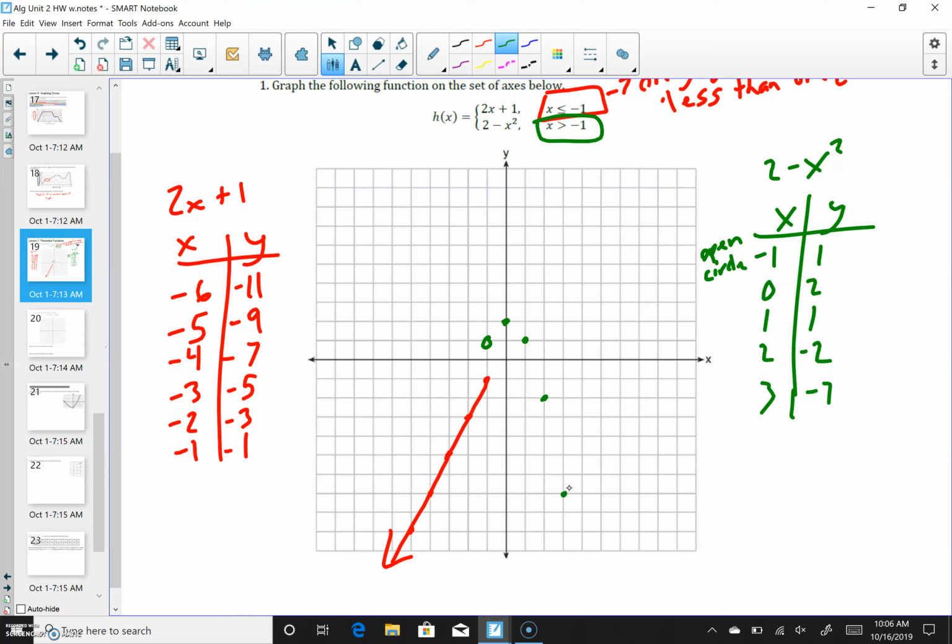And again, just like in the previous one, we stopped there because those are the only points that fit on our graph. But since if we had a bigger graph, we could graph more points, we're going to put an arrow on that side of our parabola. And there's our piecewise function for number 1.